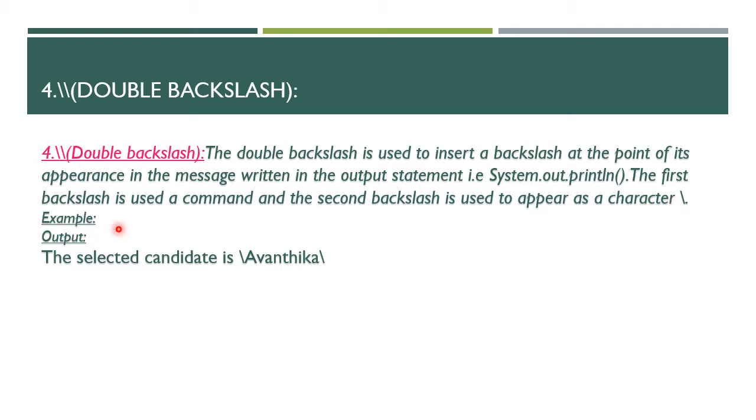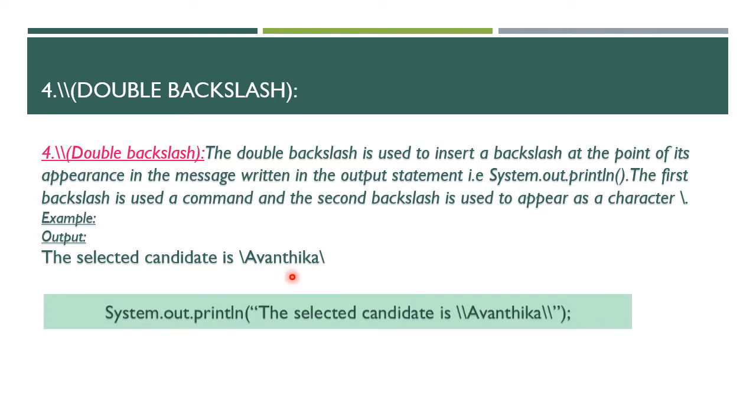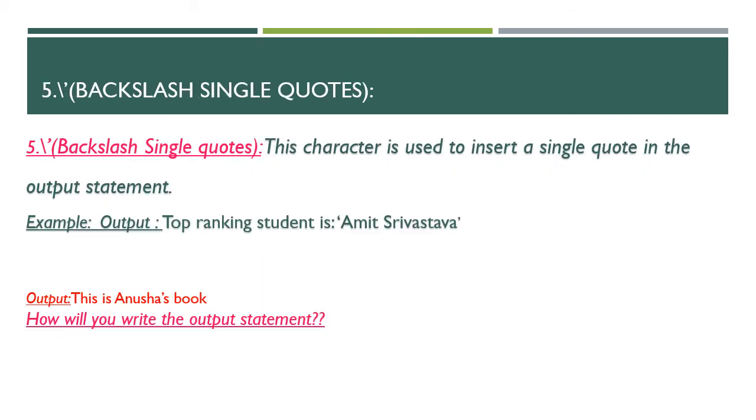Okay, this is an example. If you want to have an output like this, the selected candidate is /Avantika, then how do you write the output statement? You have to write inside System.out.println, and wherever the slash is there, you have to include a double backslash. See here, System.out.println, inside the double quotations, you write the selected candidate is, and then use a double backslash. So while printing, if this statement is executed, you will get the output like this. Understand?